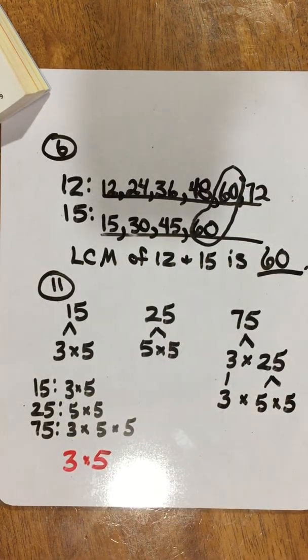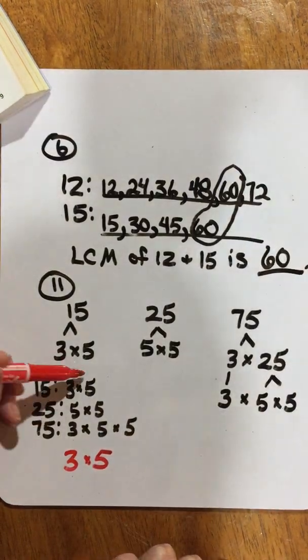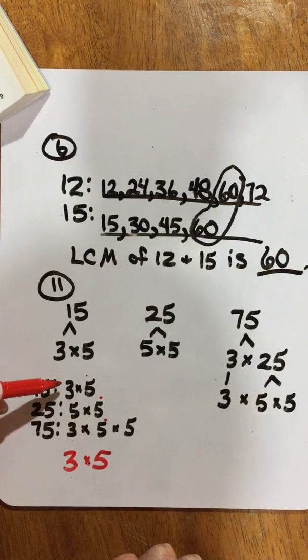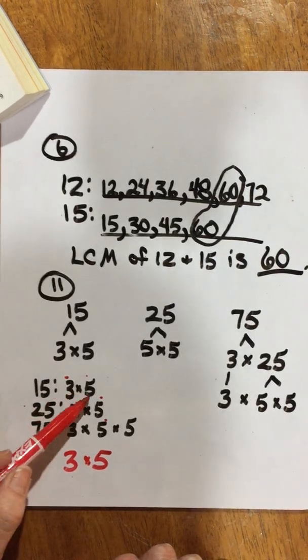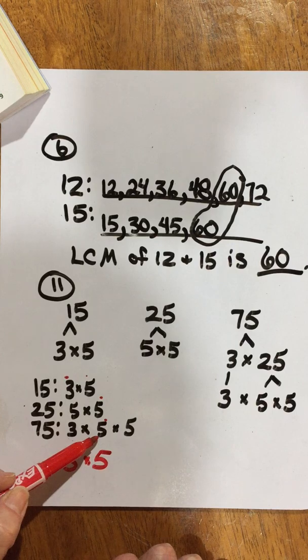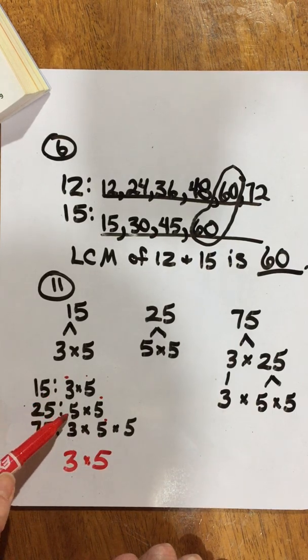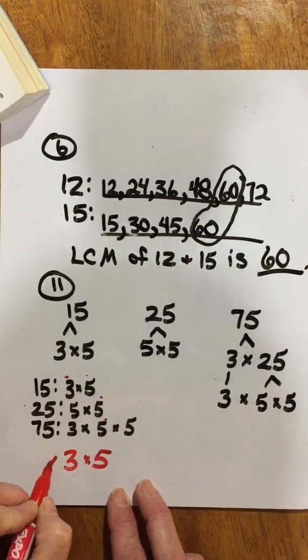Once again, I've got my prime numbers. Let's see what prime factors they have in common. 5 is in common for all of them, and 3 is not in common for all of them. The 5 is listed for all of them. I can only use it once, but the 3 is not common to 25, so I can list all the 3s.